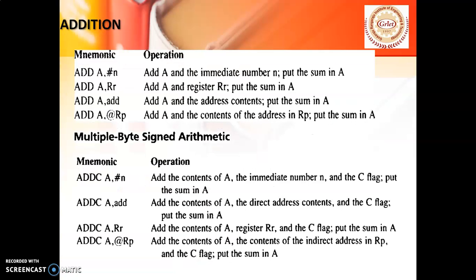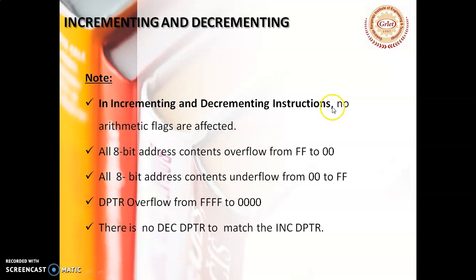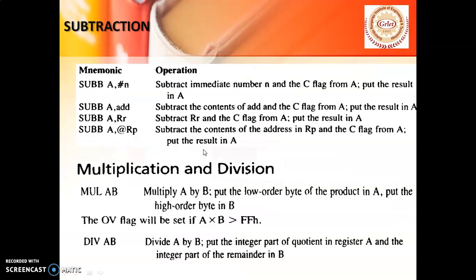If you see a note over here, in incrementing and decrementing instructions, no arithmetic flags are affected. All 8-bit address contents overflow from FF to 00. All 8-bit address contents underflow from 00 to FF. DPTR, that is the data pointer register, is a 16-bit register, so generally it overflows from FFFF to 0000. There is no DEC DPTR to match the INC DPTR. Whatever points we have discussed, it is just an overview of this note.